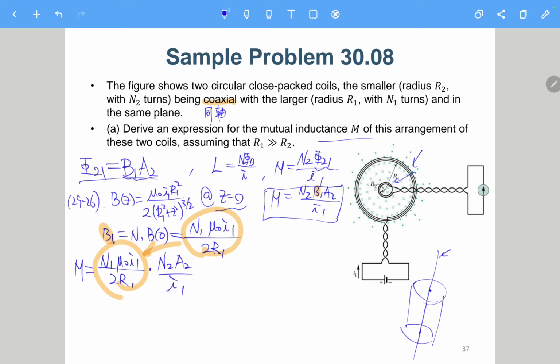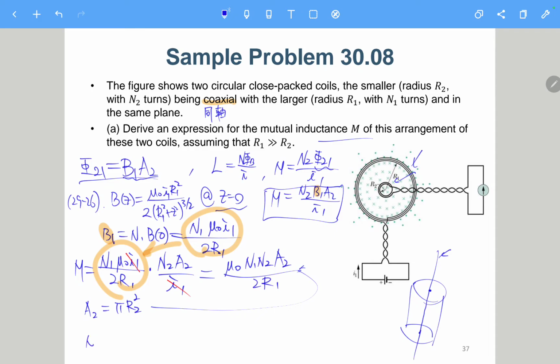Okay, so then we can just make some simplification. So we have mu 0 N1, N2, A2 over 2R1. So we just reorder the terms. And actually we can cancel I1 and I1, so it does not relate to the current. Yeah, so finally we also substitute A2 to be pi R2 squared. Yeah, because it's a cylinder, the cross-section area is a circle, so pi R2 squared. And then we also put this one into here.